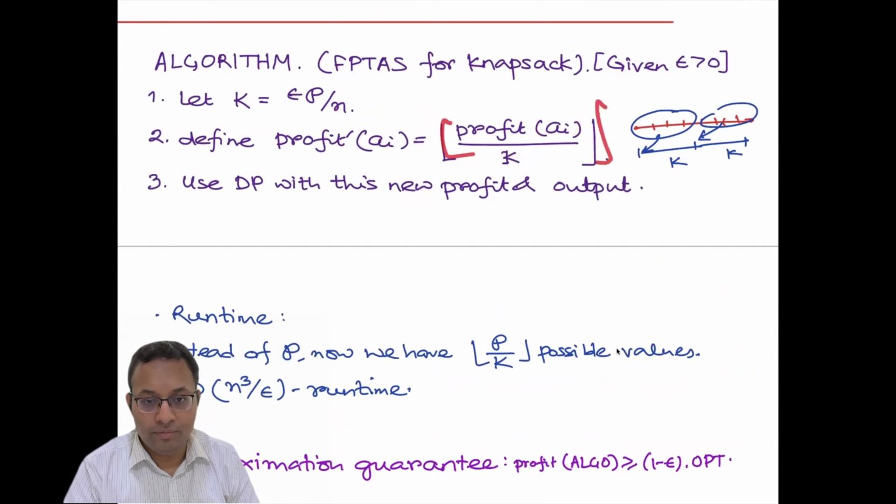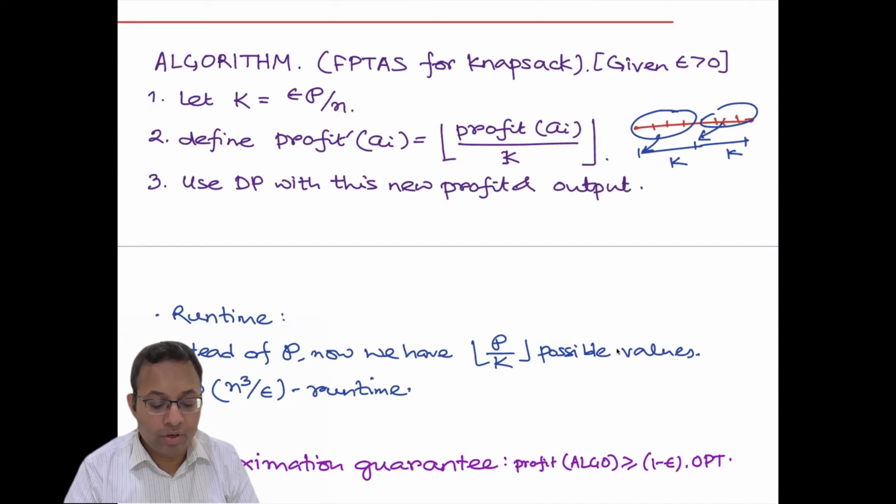and then floor. So now the number of possible distinct values is less. Instead of p, we now have only p by k floor possible values. And by the choice of k, p by k is n by epsilon here. So the runtime, which was n squared times p earlier, now, instead of p, has p by k, which is n by epsilon. We are getting n cube by epsilon runtime.